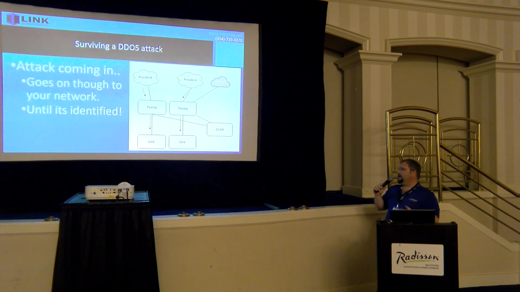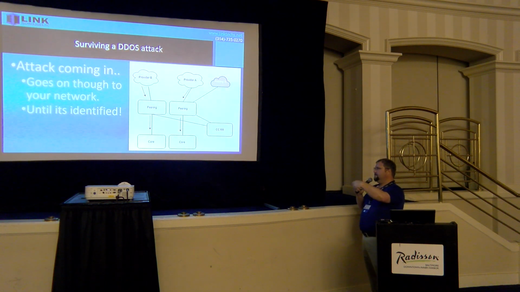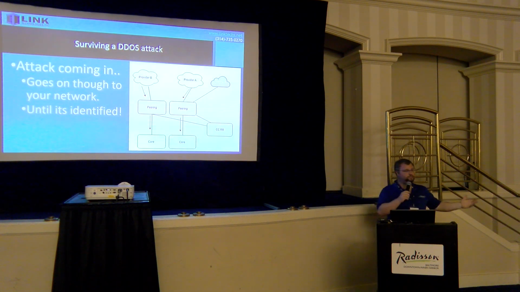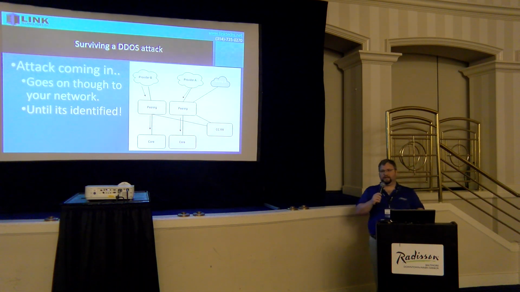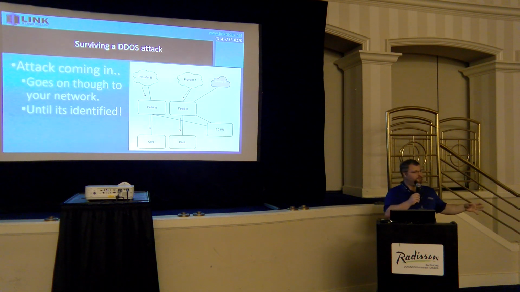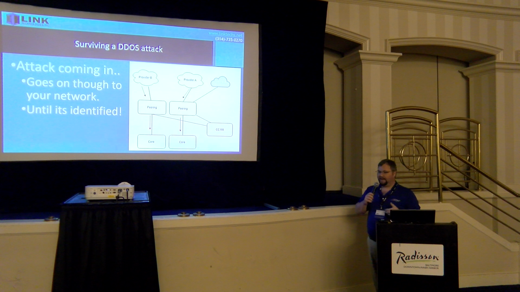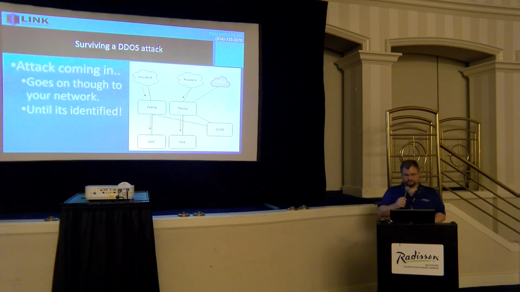But normally what would happen is it comes in and then it goes through your peering routers, and then it goes to your core, and then it goes to your customers. And eventually it's going to hit a low bandwidth link, and that link's going to get saturated, and that will, of course, cause issues.